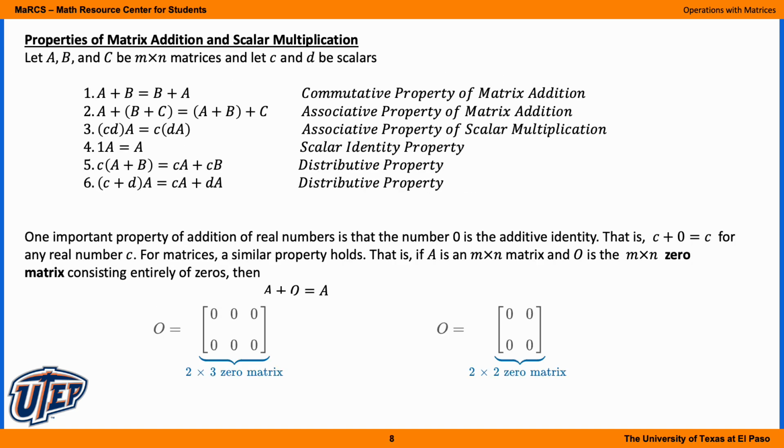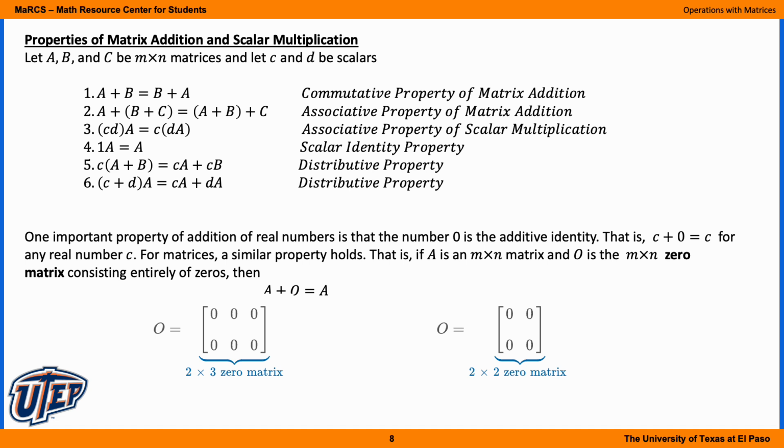Here are the properties of matrix addition and scalar multiplication. So we let A, B, and C be matrices of dimension m by n, and let C and D be scalars. So the first property is the commutative property of matrix addition, meaning the order of the addition does not matter. So A plus B is equal to B plus A. The second property is the associative property of matrix addition, meaning the grouping in which we add the matrices will not affect the answer. So A plus (B plus C) is equal to (A plus B) plus C.